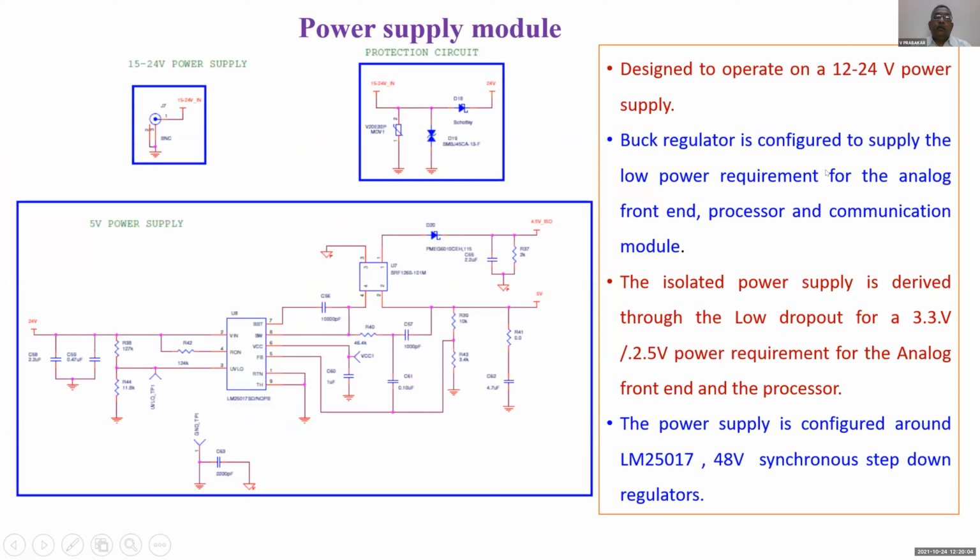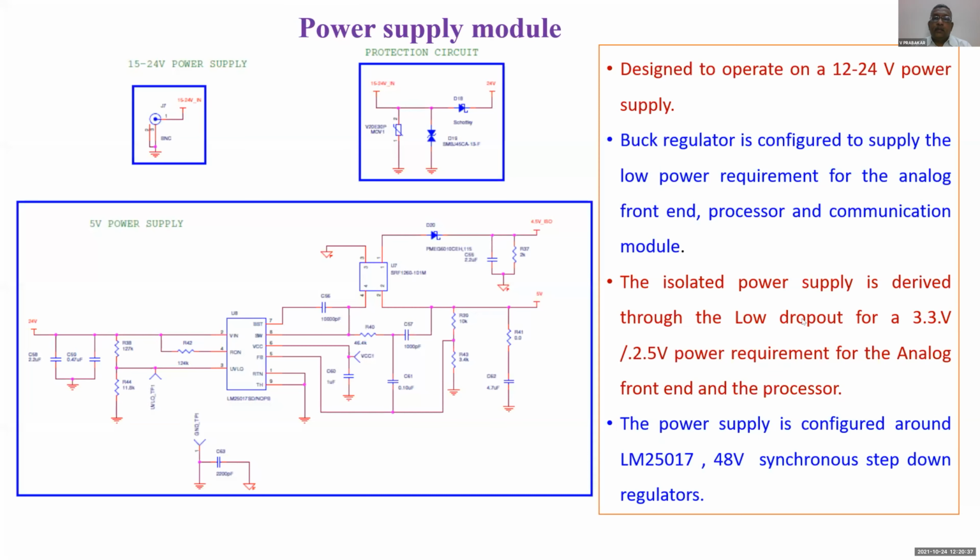The power supply module was configured to operate on 12 to 24 volt power supplies. It has a buck regulator, which is configured to supply the low power requirement for the analog front end. And this whole concept of WSN was designed to have a low power requirement, since the future idea is to go for energy harvesting based power to suit this WSN module. So this whole module was conceived to operate as a low power device.